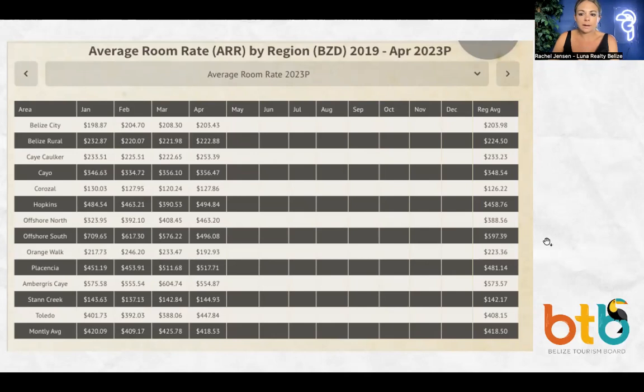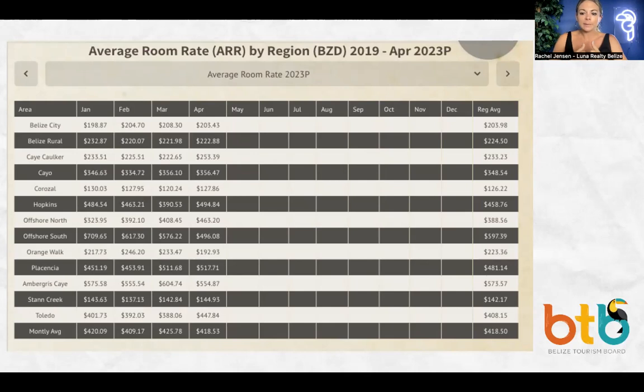coming down to Placencia 481. So it's about 240 a night. You can see there's not actually that much difference between Hopkins and Placencia in terms of pricing. I know a lot of people tend to look at Placencia, but if you're looking specifically on the mainland and you want to be coastal, do keep Hopkins in the back of your mind too. It is a smaller version of Placencia.